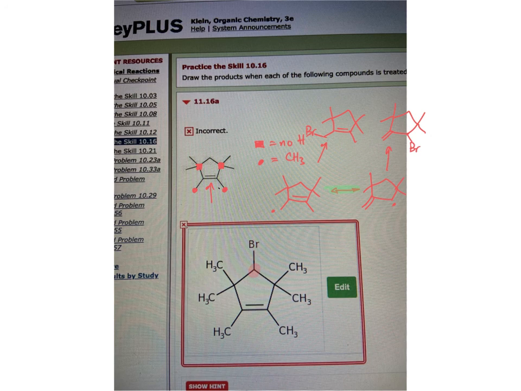So first thing, identify the allylic positions. Second question, do they have hydrogens? If yes, then you'll form an allylic radical there, then draw the allylic radical resonance, and then those are the positions that will substitute.